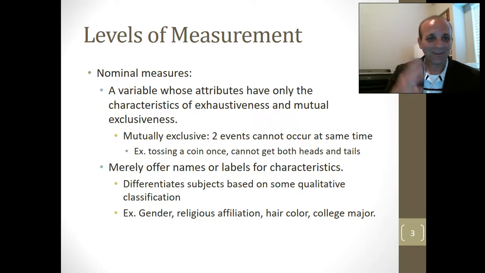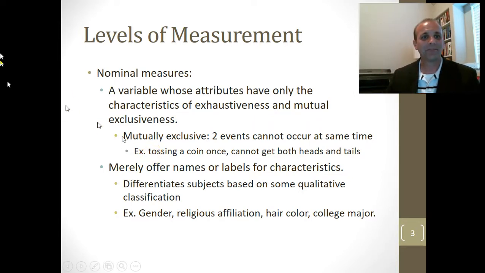But certainly there are 4 levels of measurement, and one of the most simplistic is a nominal measure. There are lots of good examples in your textbook. It's a variable whose attributes have only the characteristics of exhaustiveness and mutual exclusiveness. Mutually exclusive means 2 events cannot occur at the same time. I'll give the example of tossing a coin. It can't be both heads and tails on one toss. It's either one or the other. So that's mutually exclusive, right?